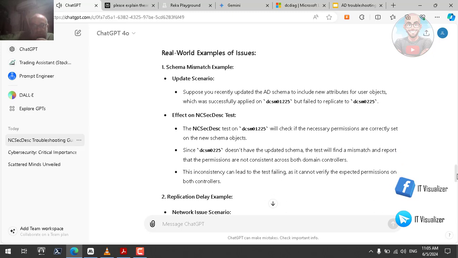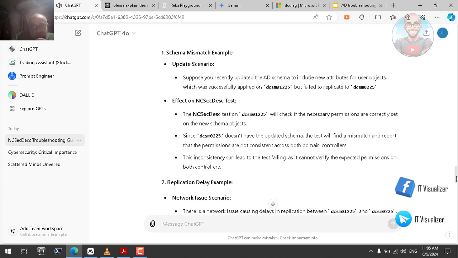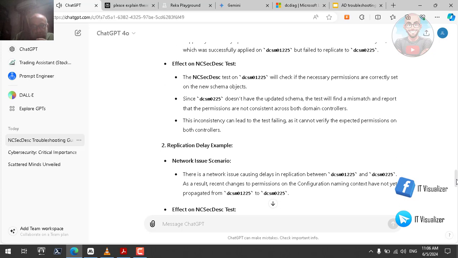Effect on NC-SecDesc test. The NC-SecDesc test on DCSM0125 will check if the necessary permissions are correctly set on the new schema objects. Since DCSM0225 doesn't have the updated schema, the test will find a mismatch and report that the permissions are not consistent across both domain controllers. This inconsistency can lead to the test failing, as it cannot verify the expected permissions on both controllers.